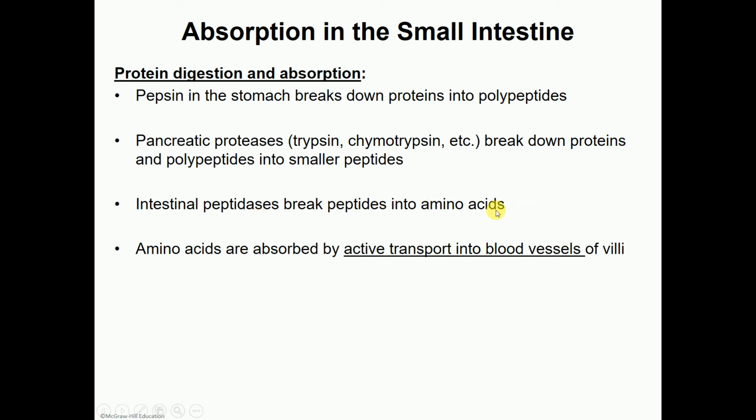Now, these amino acids are going to be absorbed through active transport. So again, amino with an A, active transport with an A, into the blood vessels. And remember that these monosaccharides and amino acids will eventually go through the portal circulation, and would have to go to the liver.